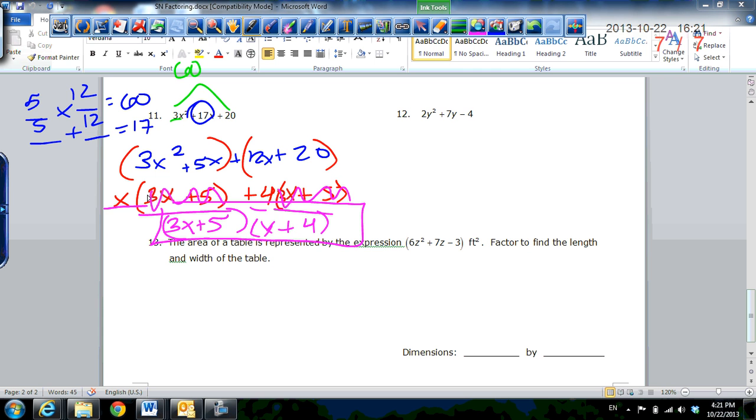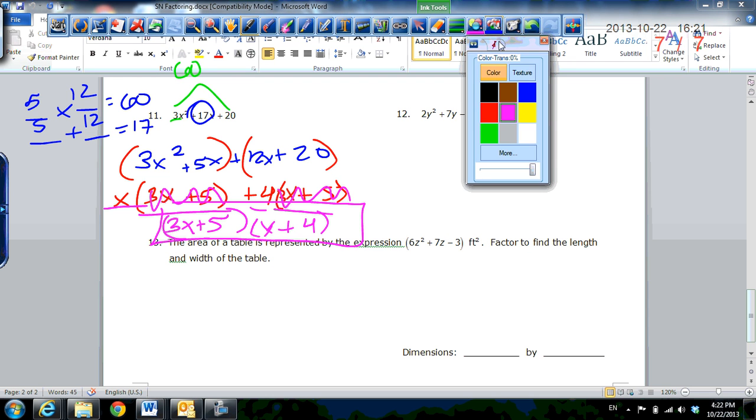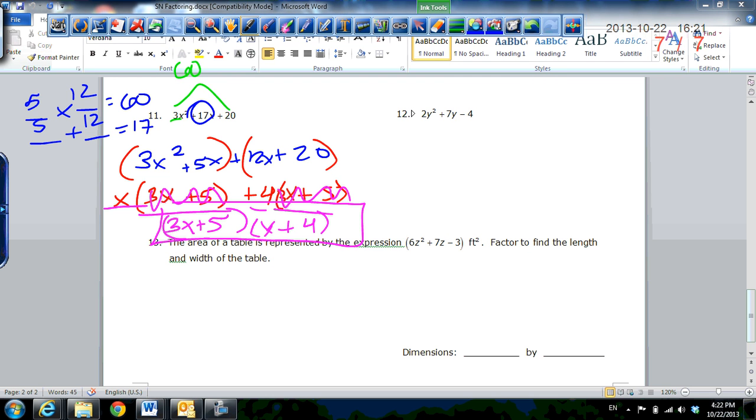So this is kind of a longer process. Unfortunately, there's a couple other ways. They're not really any quicker than this way, but I will talk about it tomorrow. So we move on to number 12. Works the same way. Multiply 2 times -4, it gives us -8. So what times what makes -8, but also adds up to positive 7.